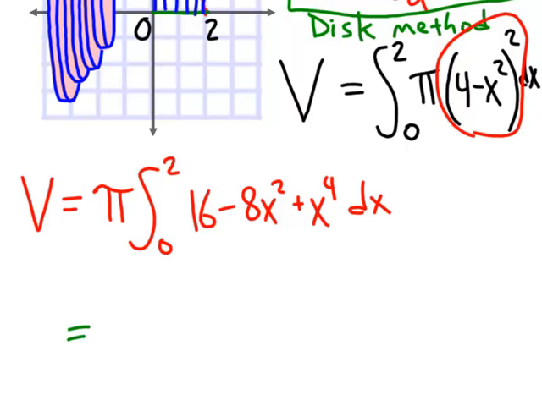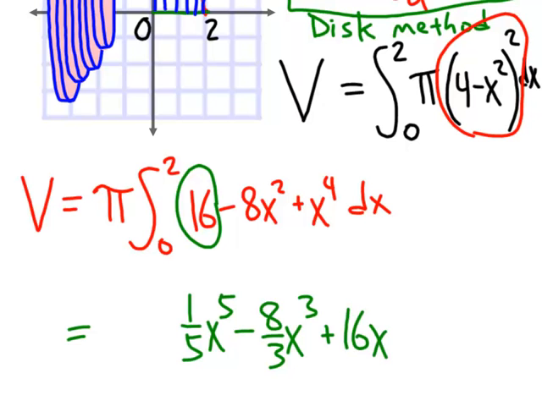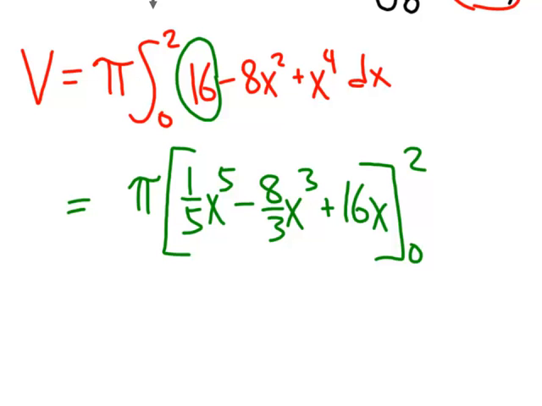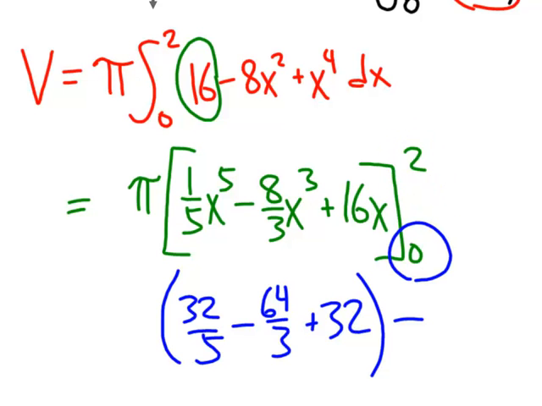Let's antiderive. And just personal preference, I'd prefer to antiderive from highest degree to lowest degree. So we'll put 1/5 x to the 5th power minus 8/3 x to the 3rd power plus 16x. Evaluate from 0 to 2, multiplied by pi. And that's going to give us, let's see, 32/5, I'm just plugging in the 2 here, minus 64/3, and then plus 32. And from that, we're going to subtract whatever we get when we plug in 0.